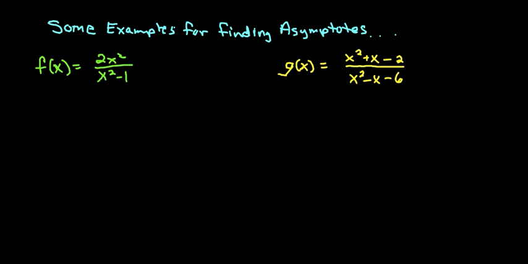Alright, let's take a look at a couple of examples for some of the asymptotes and see what we can come up with here. So let's take a look at one on the left first, the f of x function, 2x squared over x squared minus 1. So again, let's look at a couple situations here.